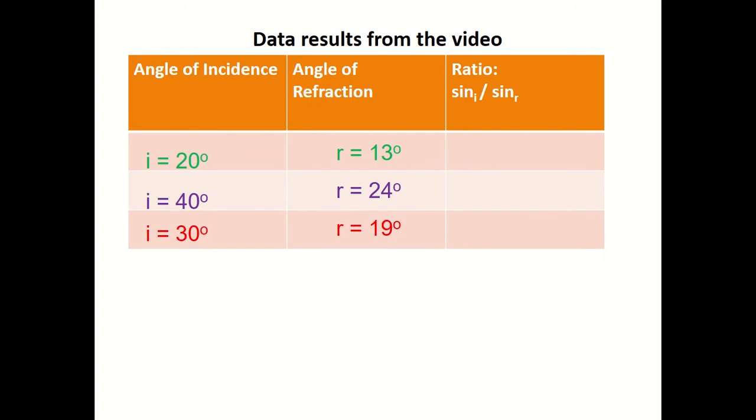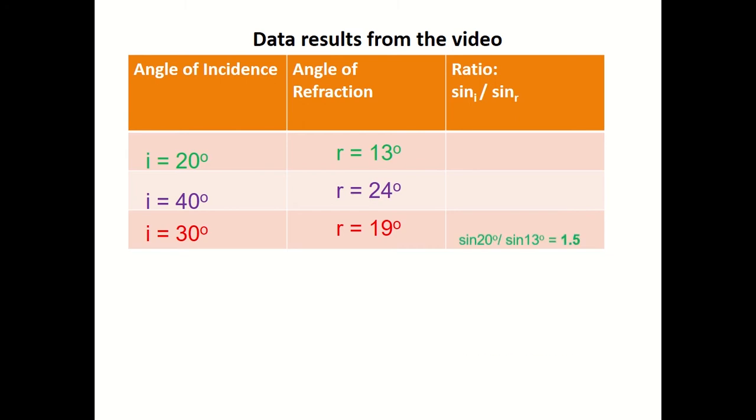Okay, so after looking at the video there, I had three angles of incidence at 20 degrees, 40 degrees, and 30 degrees. And the refracted angle when the light entered that piece of acrylic was for the green beam 13 degrees, for the purple beam 24 degrees, and for the red beam 19 degrees. So now we're just going to take the ratio of the sine. So on our calculators we're going to use the sine function, and it'll be the sine of the angle of incidence divided by the sine of the angle of refraction.